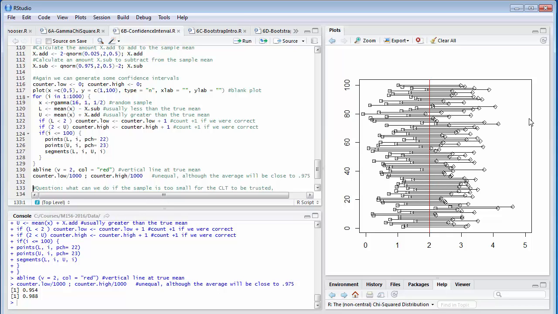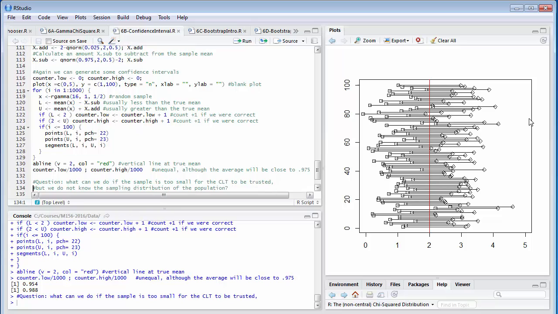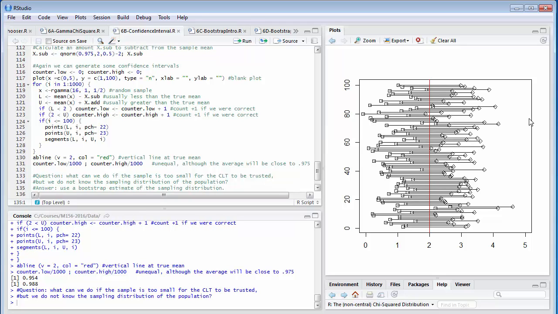So now you can ask, what are we going to do if the sample is too small for the central limit theorem to be trusted? And furthermore, we don't know the sampling distribution for the population. The answer to that question, which will be addressed in the next script, is we use a bootstrap estimate of the sampling distribution using the actual data to try to reconstruct a plausible sampling distribution.